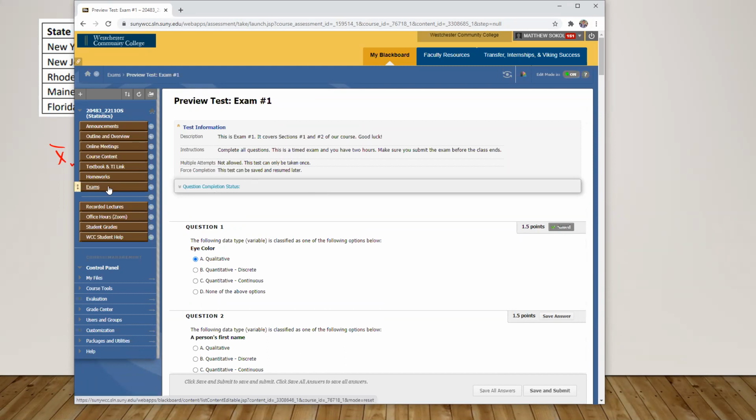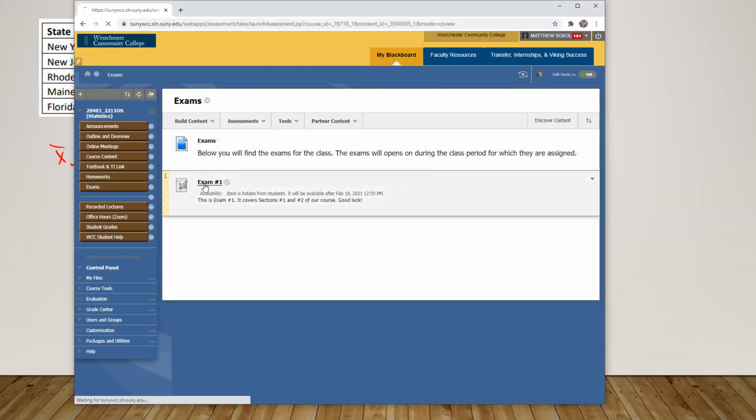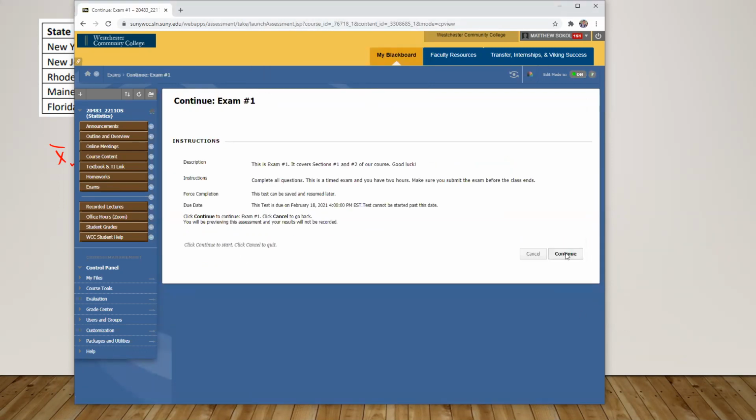So here's what'll happen. Class will start at 1. I will say, okay, everybody go click on the exam. You'll click on your exam and you'll click start. There are no units on it, Melissa. No. When you hit continue to start your exam, I will stay in Zoom. You don't have to. I will stay in Zoom and answer any questions people have.